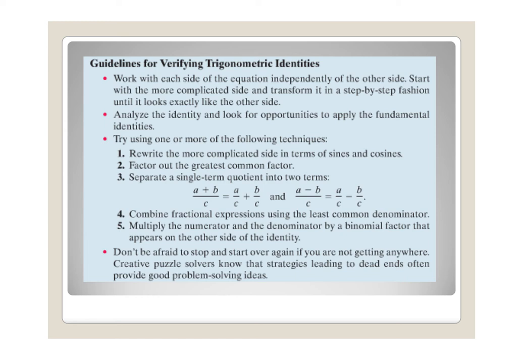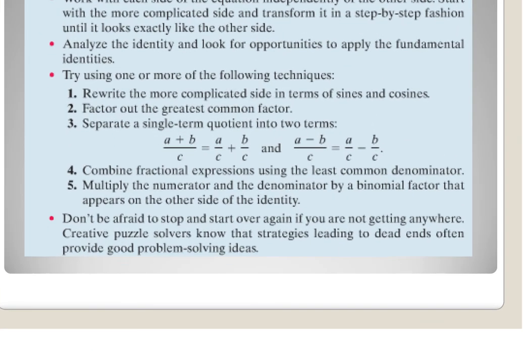There are some tips though. The very first thing says rewrite the more complicated side in terms of sine and cosine. So if I have a side of my equation that only has one trig function, I'm usually not going to mess with that one. I'm going to try the other side. And if they're reciprocal functions, I'm going to usually try to get them in terms of sine and cosine because those are the ones that I know I can usually cancel out.